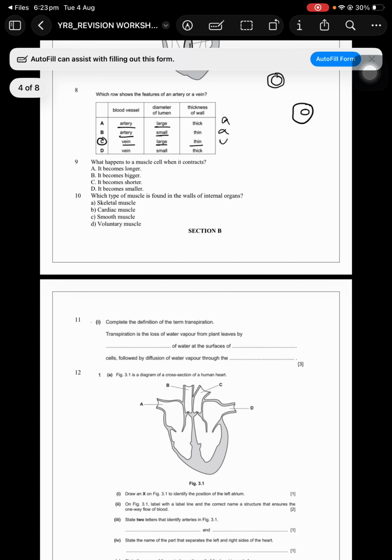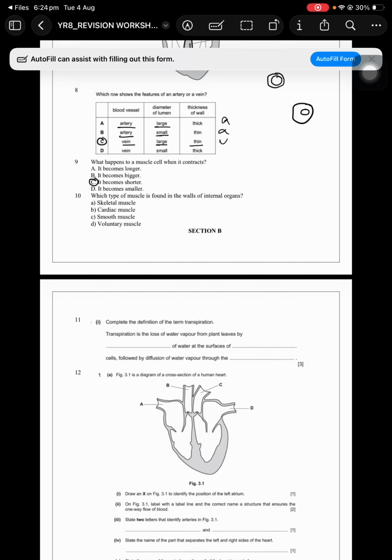What happens to a muscle cell as it contracts? So when we contract our muscle, you can try on your bicep, the muscle cells become shorter. It doesn't become bigger or longer, it becomes shorter. So the answer is shorter.